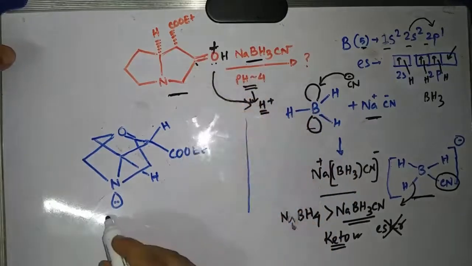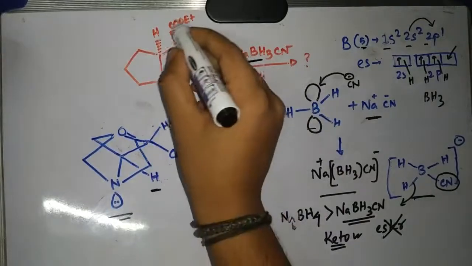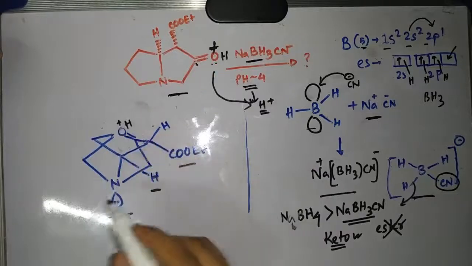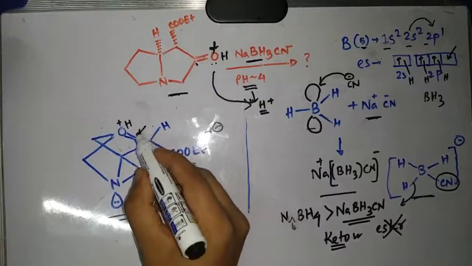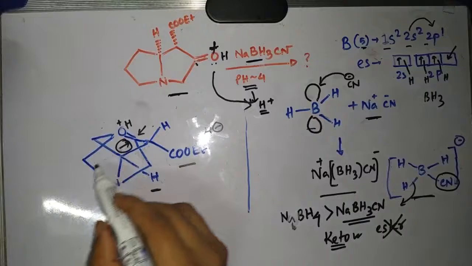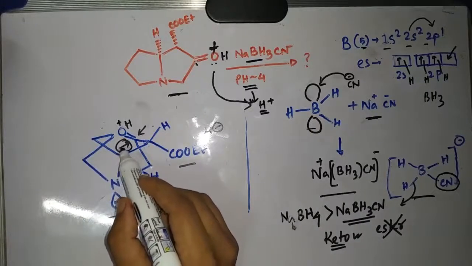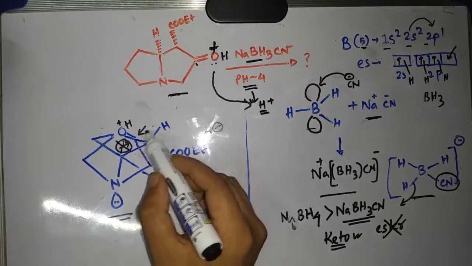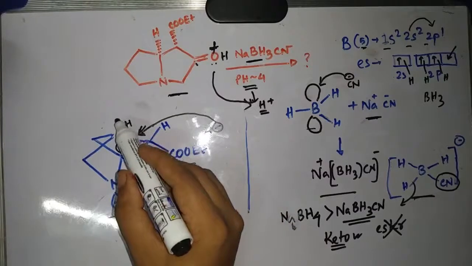Here is the structure of this compound. You can see this hydrogen is below the plane, and this CO2 group is also below the plane. After protonation it becomes OH+. Now this H minus can react from either this side or this side. Attack from this side is impossible, because it would be a cage-like structure and the H minus cannot enter the cage. So it will selectively attack from this side, the below side. The hydride attack will happen from below, and OH will go above.